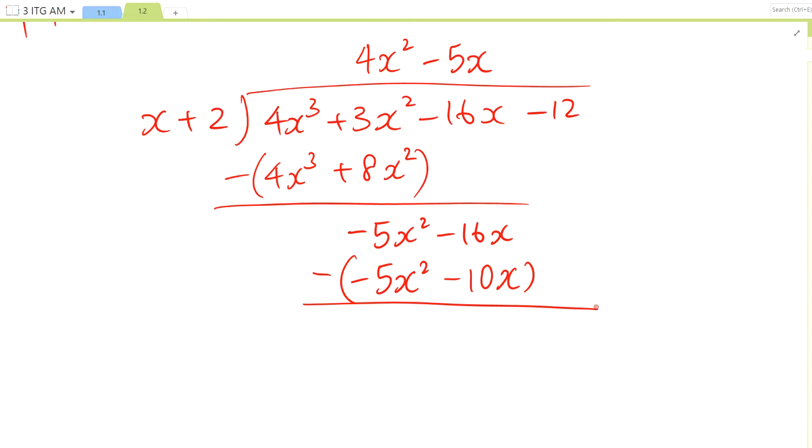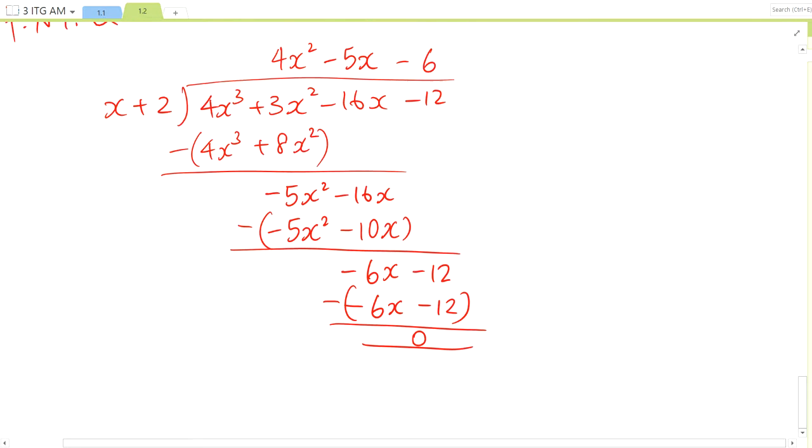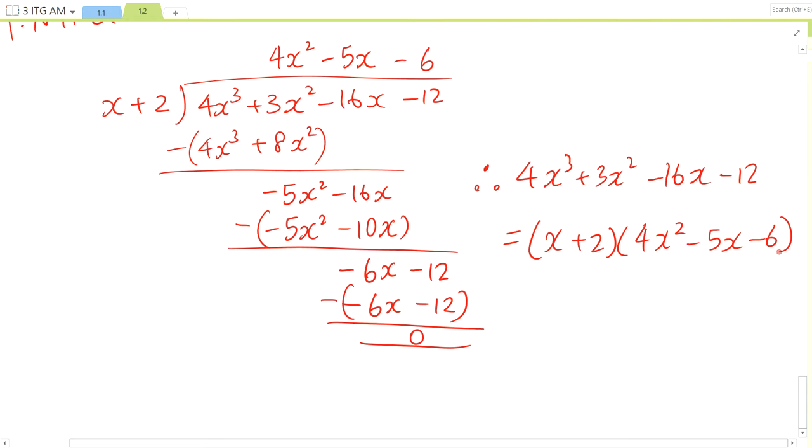Negative 16 plus 10. Negative 6x minus 12. What multiplied by x gives me negative 6x? Negative 6. So negative 6x minus 12. Subtract, what do we get? 0. Any remainder? No remainder. So in summary, last part, 4x cubed plus 3x squared minus 16x minus 12 is the same as x plus 2, 4x squared minus 5x minus 6. Okay? Yes?